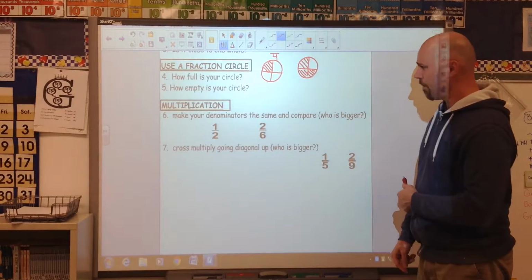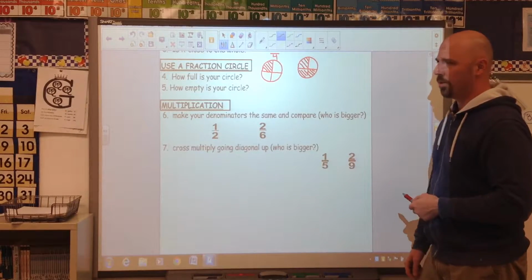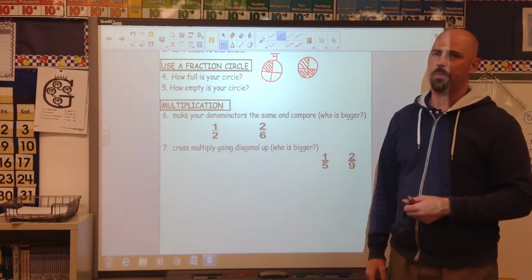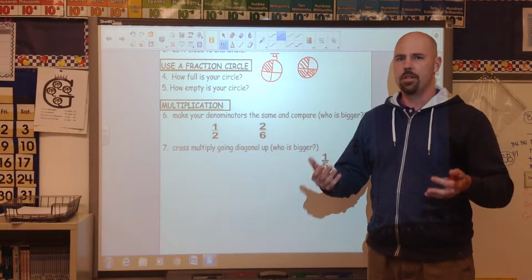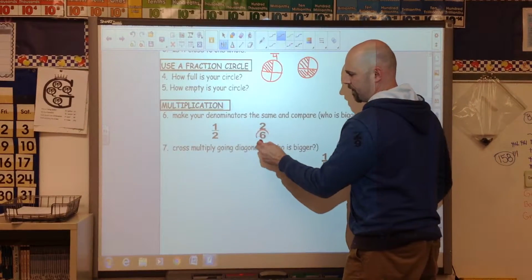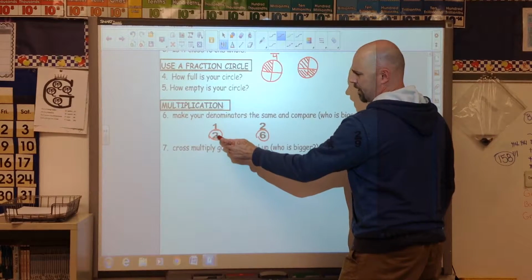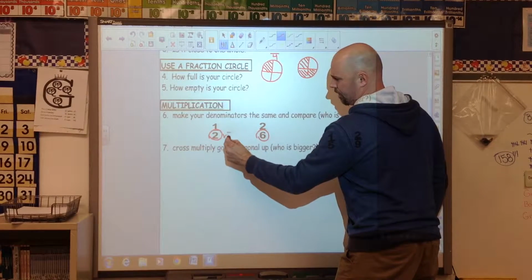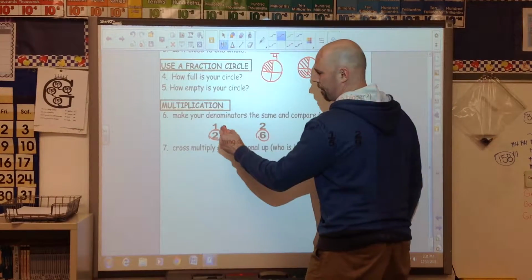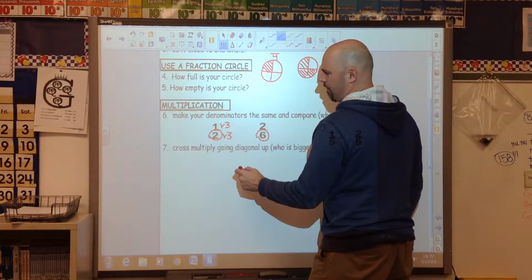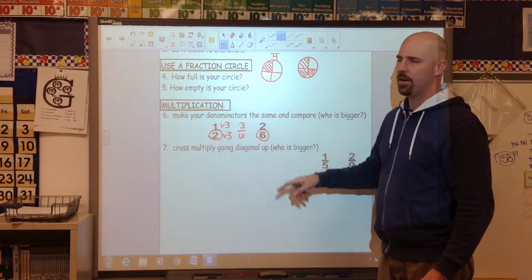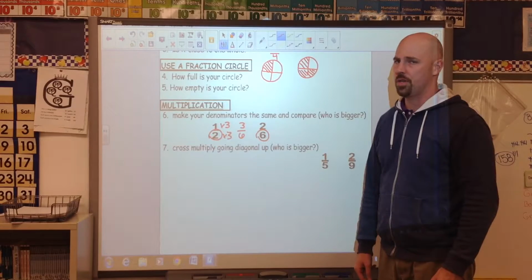So right here, make your denominators the same and compare who is bigger. And in one of my lessons we talk about equivalent fractions, making the denominators the same, and we talk about whatever you do to the bottom, you have to do to the top. And there's a whole funny dance I do around the classroom to make everybody remember. So let's take a look. Here's 6, here's 2. I can turn a 2 into a 6 by multiplying by 3. And whatever I do to the bottom, I have to do to the top. Another name for 1/2 is 3/6, and 3/6 is bigger than 2/6. So that's another strategy that you can use.